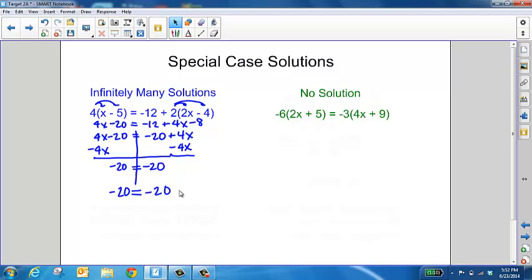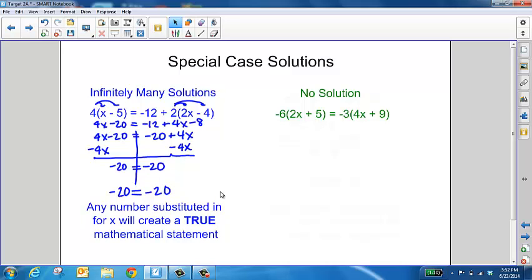So what ends up happening is when you have an equation that has infinitely many solutions, what that actually means is that any number substituted in for x is going to give you a true mathematical statement, just like negative 20 does in fact equal negative 20.